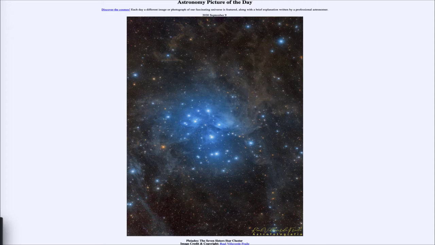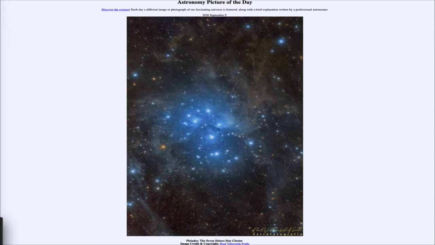One of the things that I like to do in each of my introductory astronomy classes is to begin the class with the astronomy picture of the day from the NASA website that is apod.nasa.gov/apod. And today's picture for September the 9th of 2020, well, it is titled Pleiades, the Seven Sisters Star Cluster. So what do we see here?